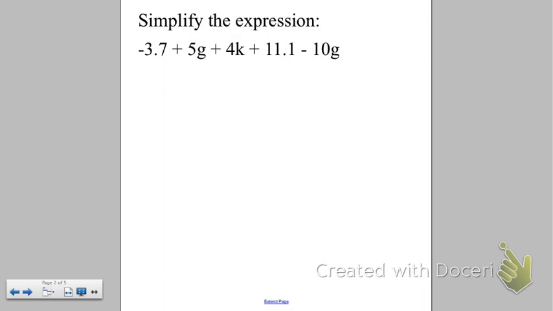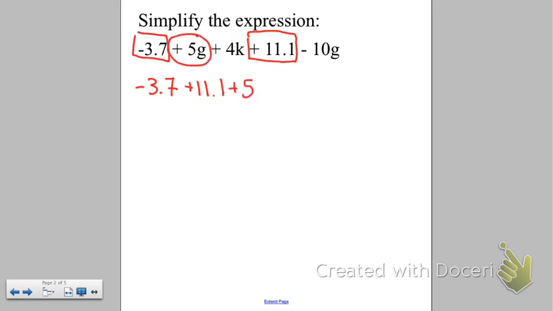So if I need to simplify this, I'm going to rewrite it using my commutative property with my like terms next to each other. My -3.7 is a like term to this positive 11.1. The next term I come to is this plus 5g. I notice that this minus 10g is a like term, so I can write that as minus 10g.